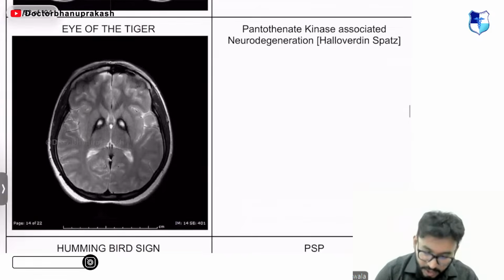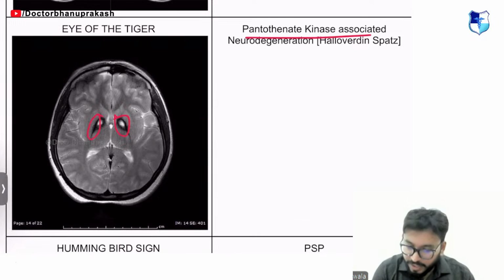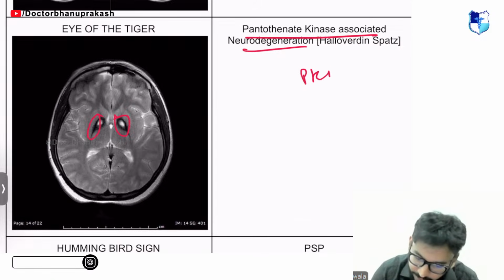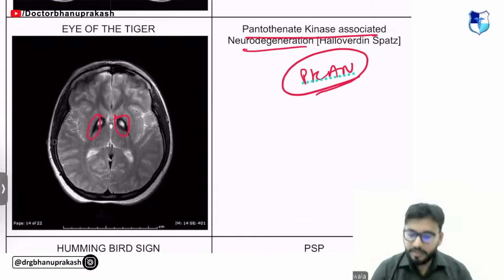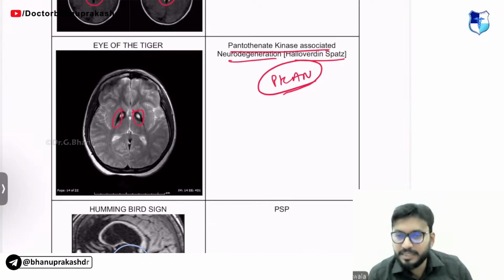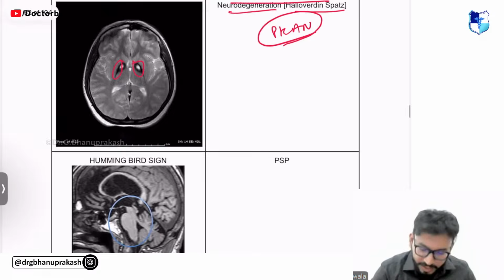They have been asked. Eye of the tiger sign. Can you see this eye of the tiger sign? Eye of the tiger sign is seen in pantothenate kinase associated neurodegeneration, known as PKAN, and the disease name is Hallervorden-Spatz disease. Hallervorden-Spatz disease shows the eye of the tiger sign.